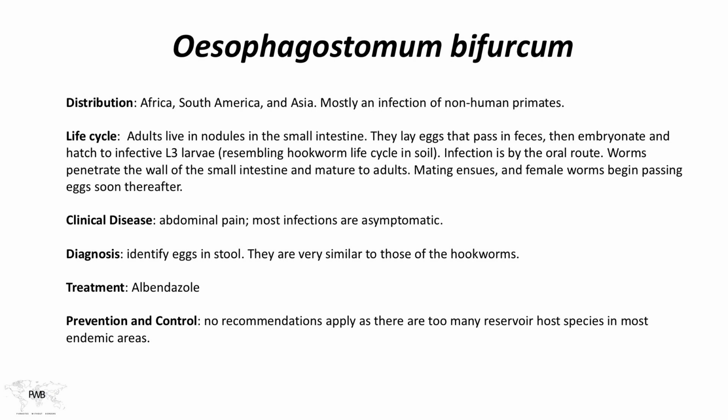The adults live in nodules in the small intestine. They lay their eggs there. The eggs pass then in the feces, embryonate, hatch, develop to L3 larvae. And in that sense, this life cycle is reminiscent of the hookworm life cycle, where the eggs are deposited in soil and then they develop to the third stage.